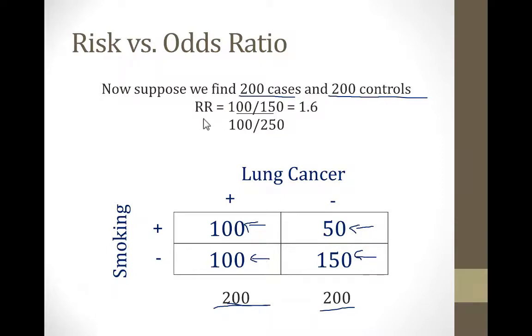Now we go through the math again and calculate the risk ratio, and we get a different number of 1.6. So we have changed the risk ratio, not because anything changed about smoking or lung cancer, but simply because we selected more cases of lung cancer. And this is why the risk ratio is not valid for case control studies, because it will vary depending on how many cases of disease you identify for your study.